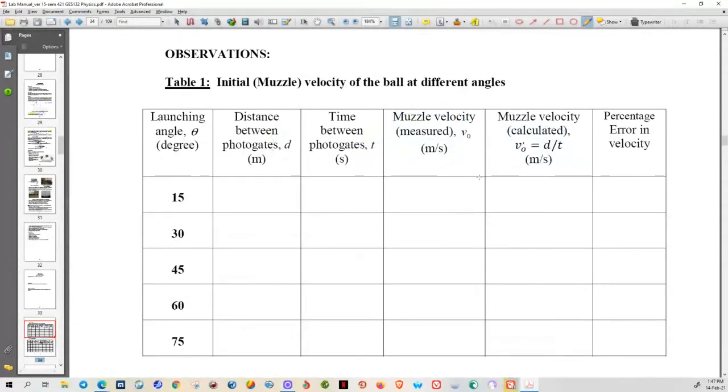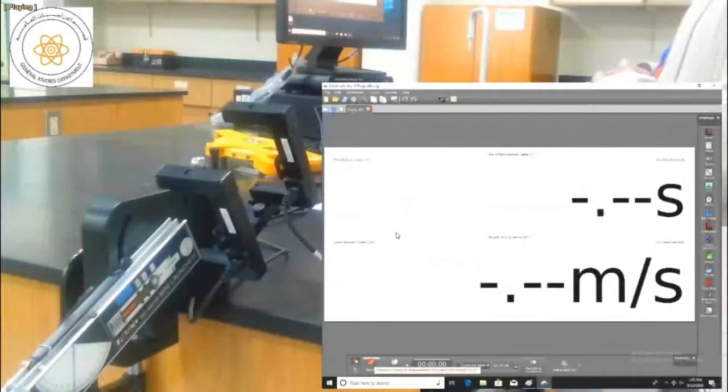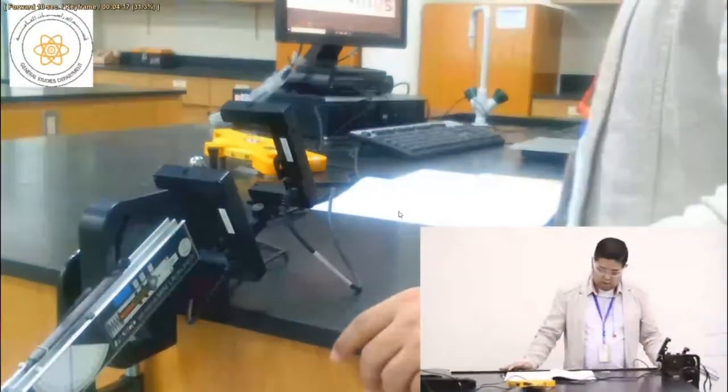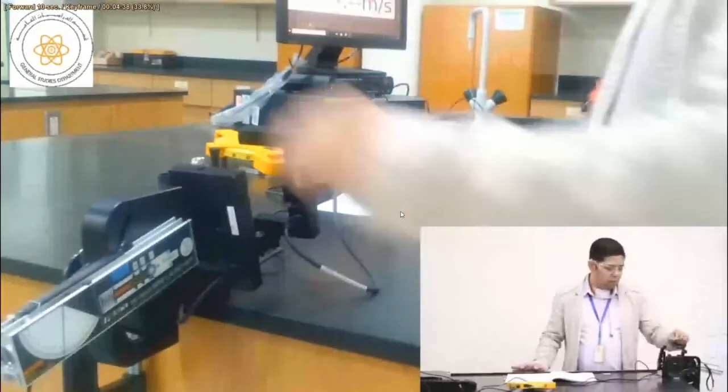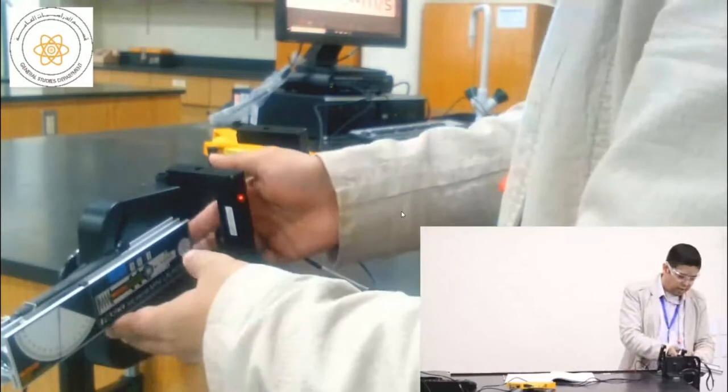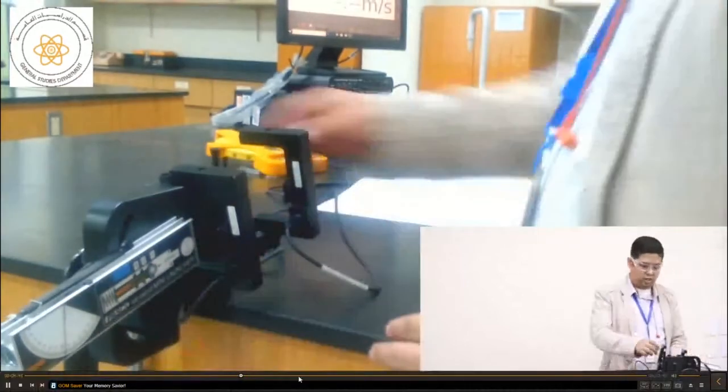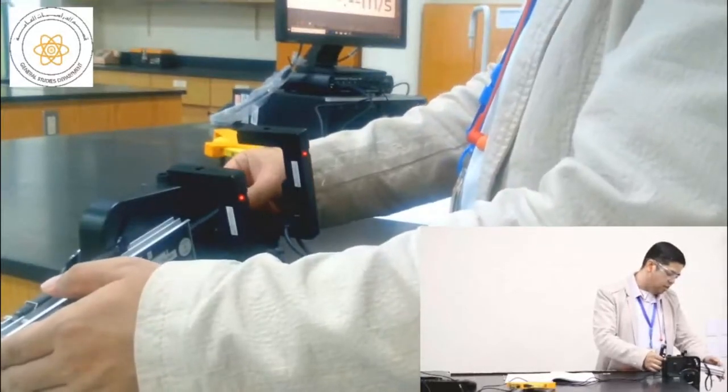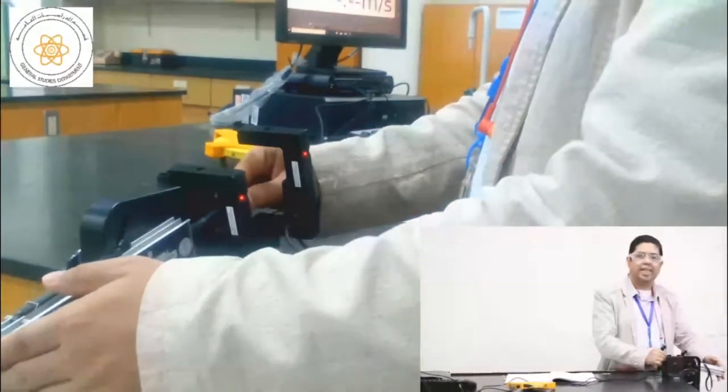Is that clear? Okay, let's watch the video, and I want you to record in your lab manual this part of the data and place it here at 15 degrees, okay? Initial velocity. At 15 degrees, the projectile is inside the launcher. You must make sure that the angle doesn't change. Take the plunger and push the projectile in until you hear one click.